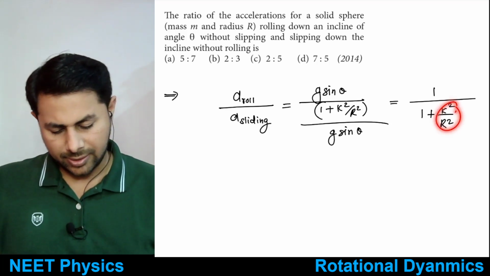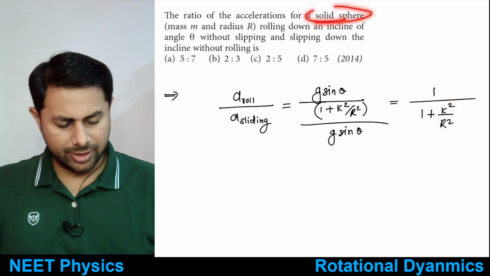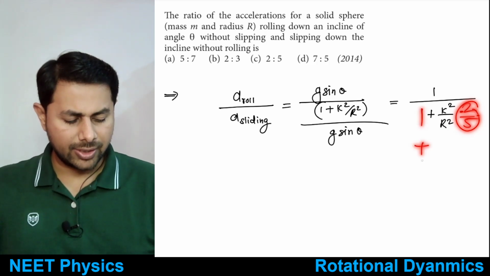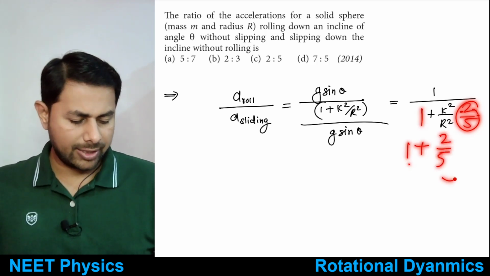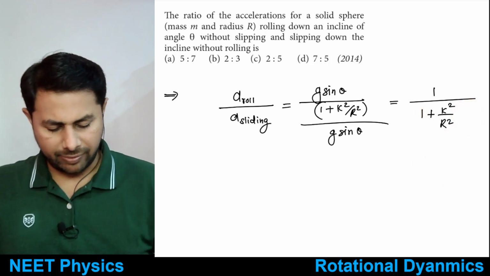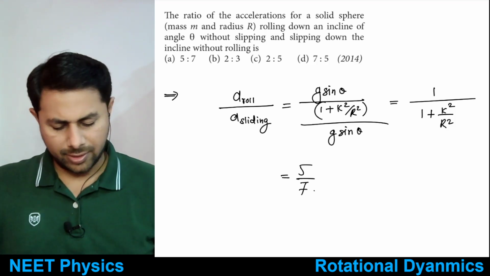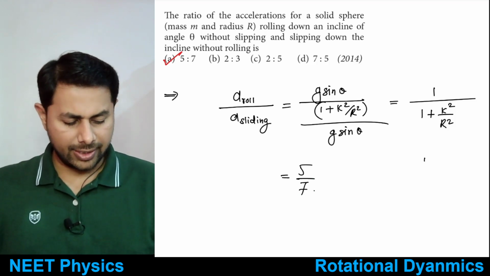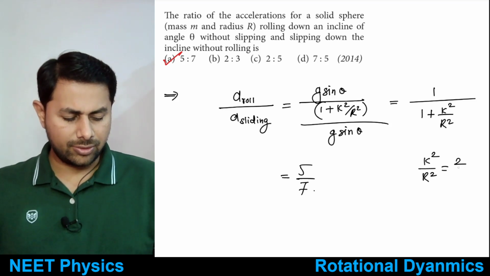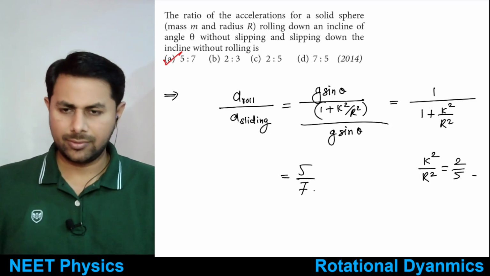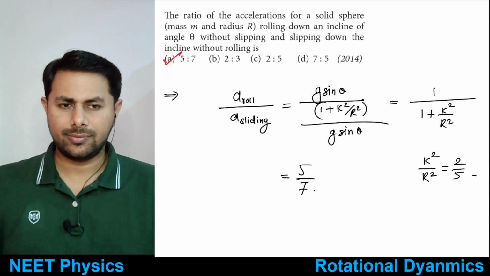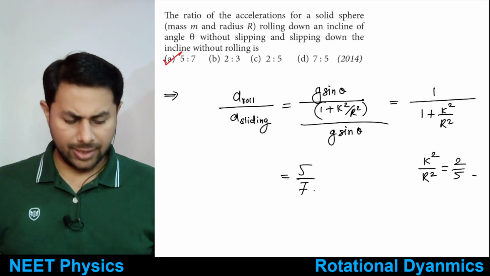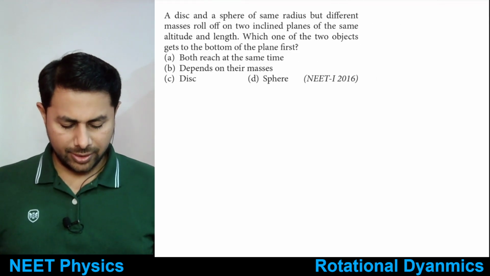So what's that? What is the body? It is a solid sphere again. K square by r square is 2 by 5, which means 1 plus 2 by 5 is 7 by 5. Take that 5 in the numerator, so it will be 5:7. So the answer is 5:7, because k square by r square is 2 by 5 for a solid sphere. This one is clear. Very simple question. Let's see the next one.